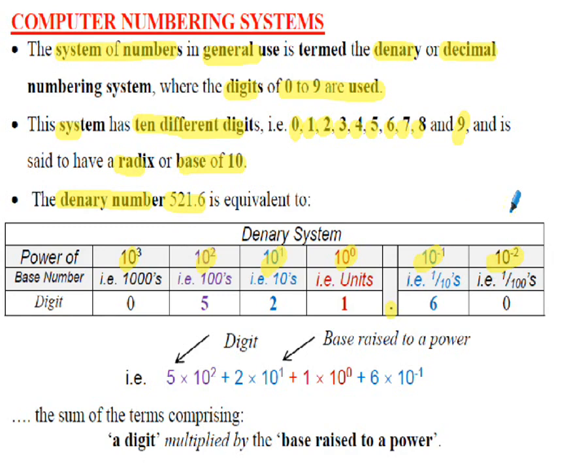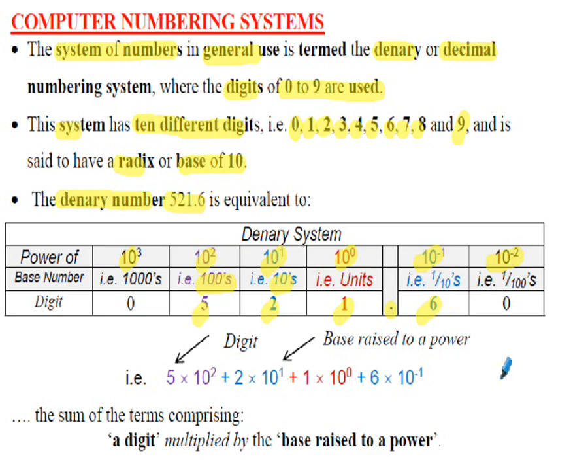So the number 521.6 can be written as 5 hundreds, that's 10 squared, 2 tens, that's 10 to the power 1, and 1 unit, that's 10 to the power 0. We've got 6 tenths, that's 10 to the power minus 1.